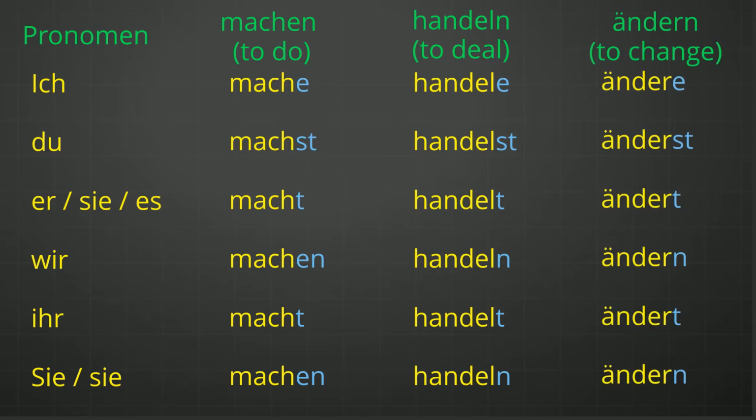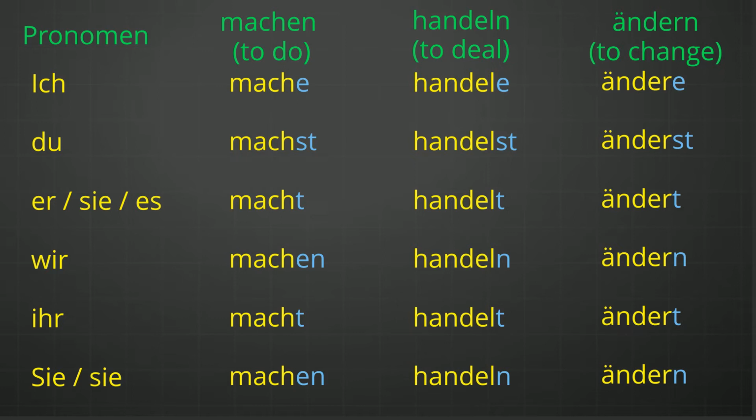Next verb is ändern. Conjugations are, for ich it is ändere. For du it is änderst. For sie, es it is ändert. For wir it is ändern. For ihr it is ändert. For sie it is ändern.